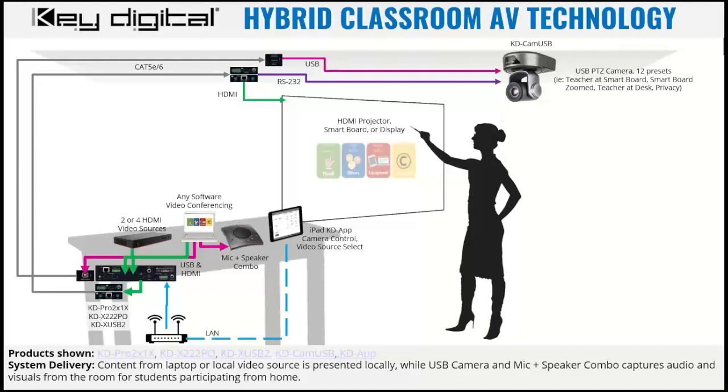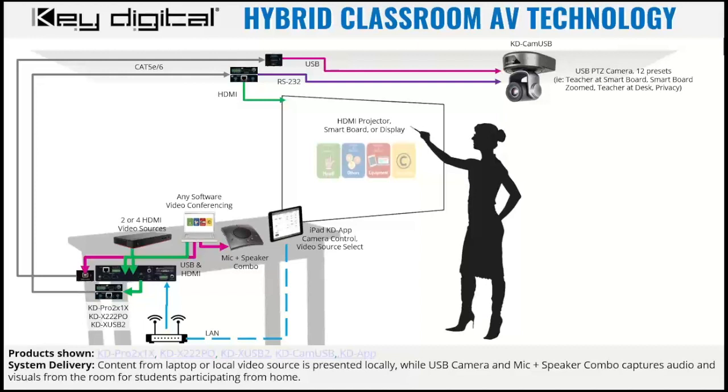And so the CAM USB is our USB camera, as the name indicates, with pan, tilt, zoom, 12 presets, and the teacher is very easily able to make presets. For example, the teacher standing at the smartboard, a zoom in look at the smartboard itself, the teacher at the desk, or even a privacy setting as well. And they're able to call those presets using the Key Digital app, as we see it there on the desk. Of course, this can also be a traditional AV cart as well. This is just kind of graphical.